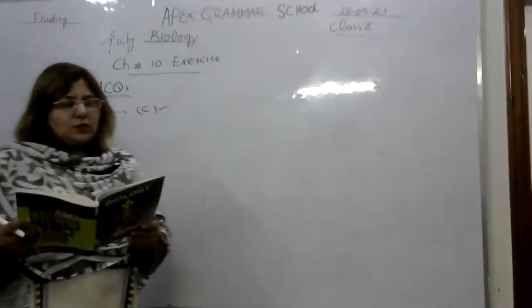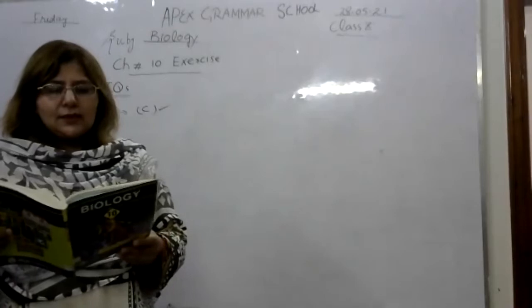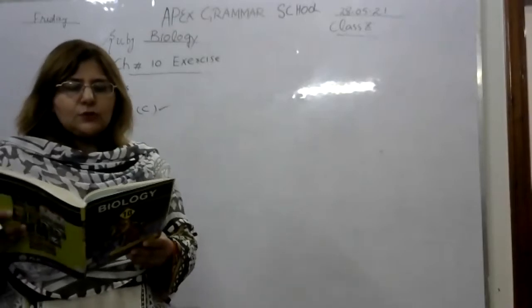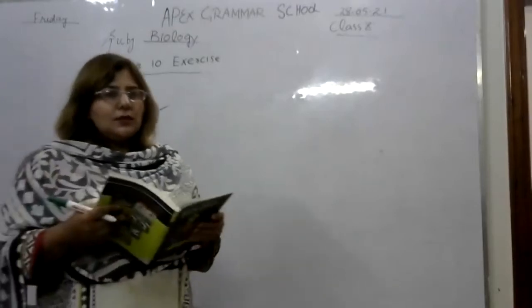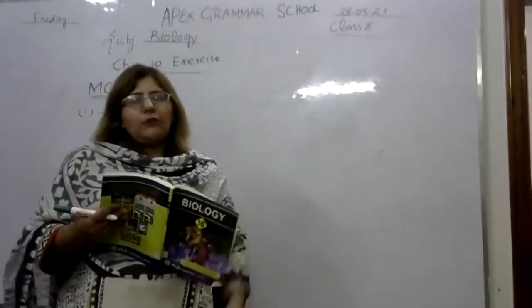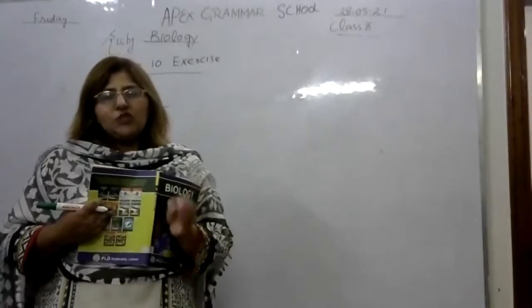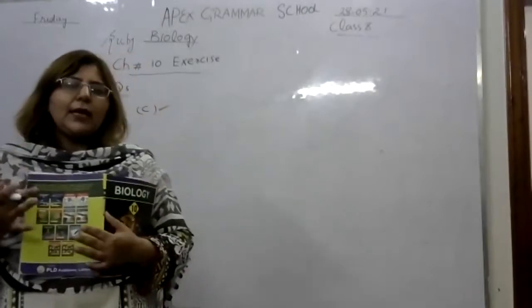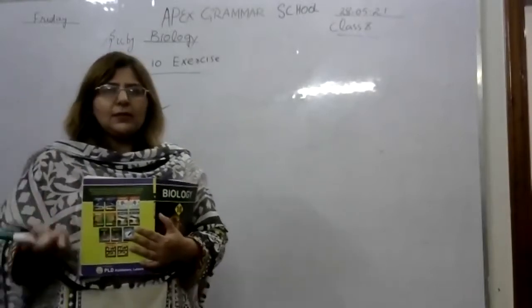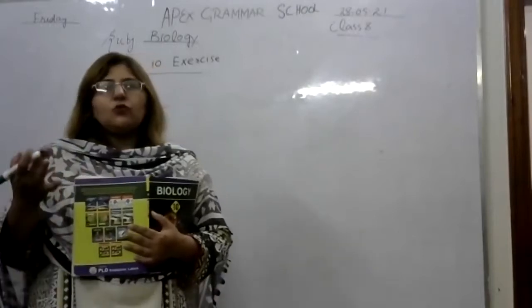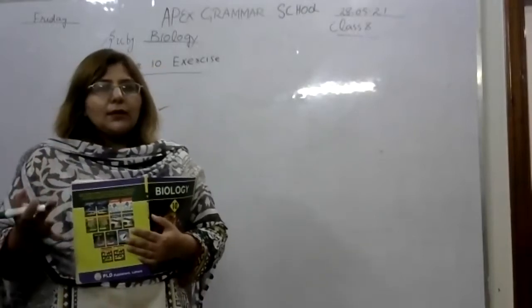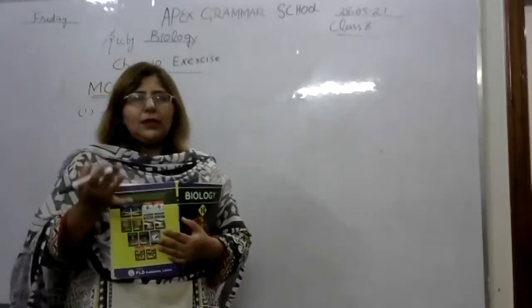Now come to question number 2. Most of the gaseous exchange in a leaf occurs through. We also discussed there are different methods of gaseous exchange in plants. Plants can exchange gases through stomata. They can exchange gases through lenticels, and they can exchange gases through mesophyll cells. And among them, the most common method is stomata.